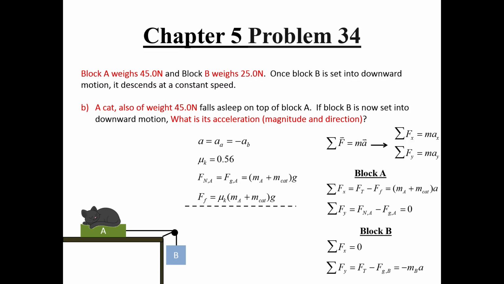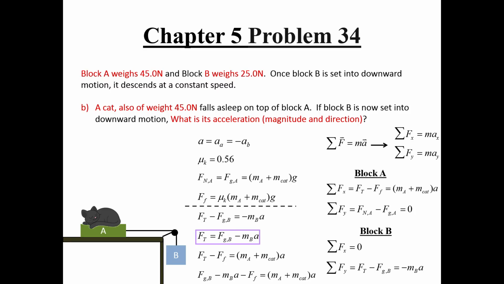In this particular problem, the force of tension is not asked for, so what we can do is solve one of the remaining equations for tension and plug that expression for Ft into the final equation. It doesn't matter which equation you choose, so let's just start with the equation for block B. If we add block B's weight to both sides, we end up with an expression for the tension in the string. Now let's look at the equation for block A. Subbing in our equation for the tension, our equation for block A becomes the weight of block B minus the mass of B times A minus the force of friction is equal to the mass of block A plus the mass of the cat, all multiplied by the acceleration.